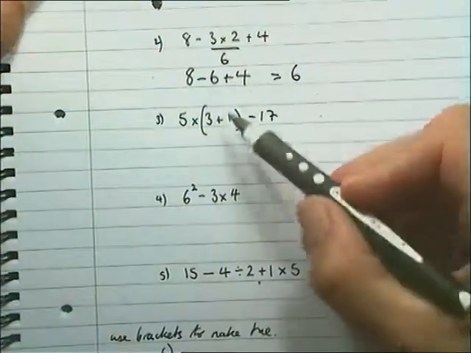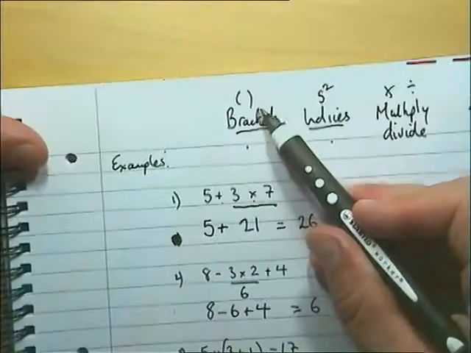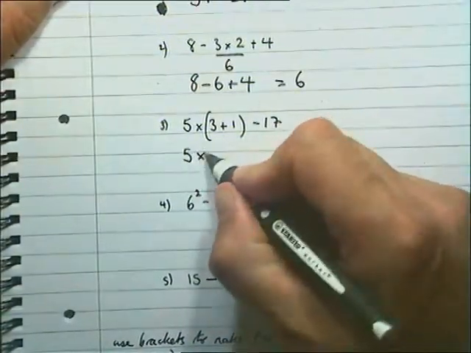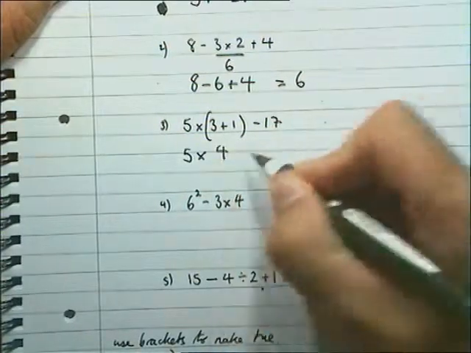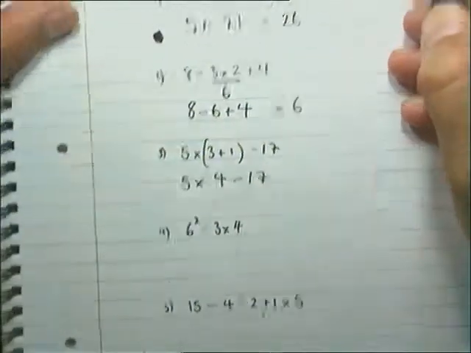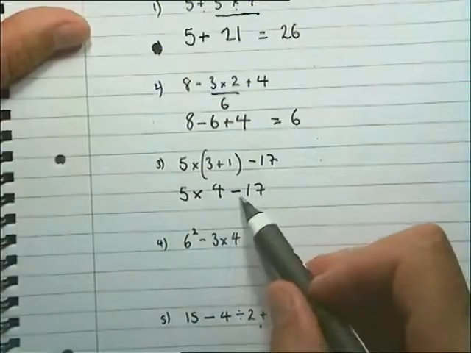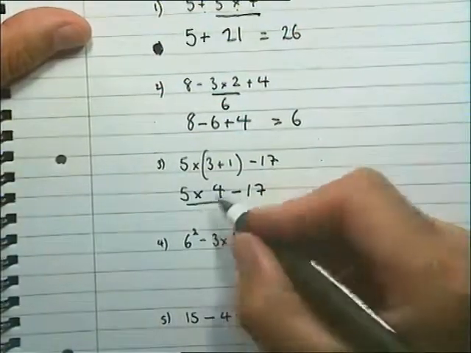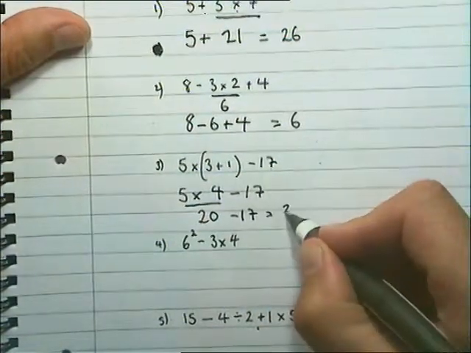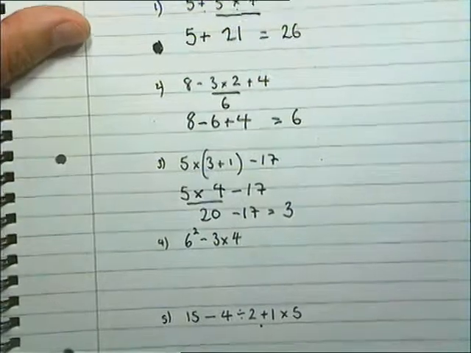Next one, we have a bracket here, and brackets are first, so we have to do the bracket first. So that is 5 multiplied by 3 plus 1 is 4, minus 17. We have another layer, so division comes before subtraction, so we have to do that first, and so that's 20 take away 17, which is 3.